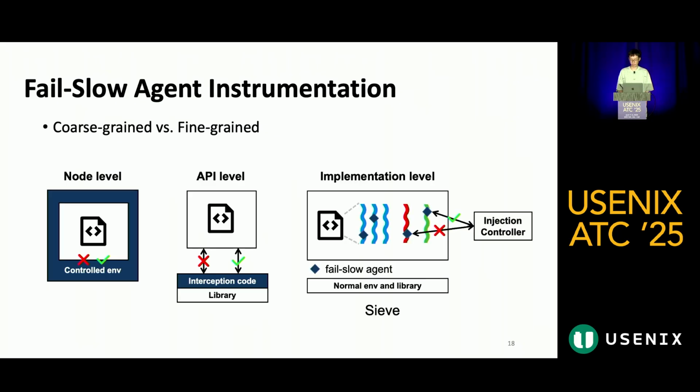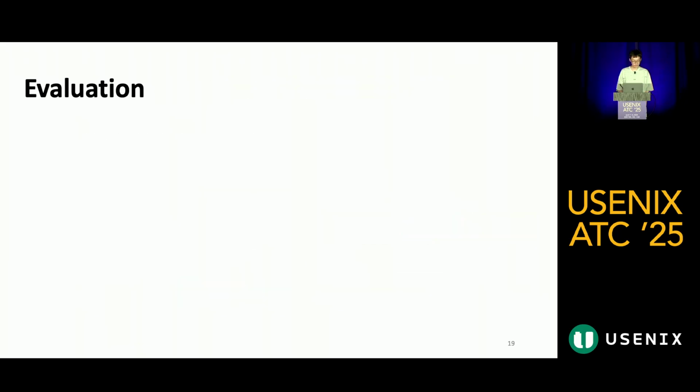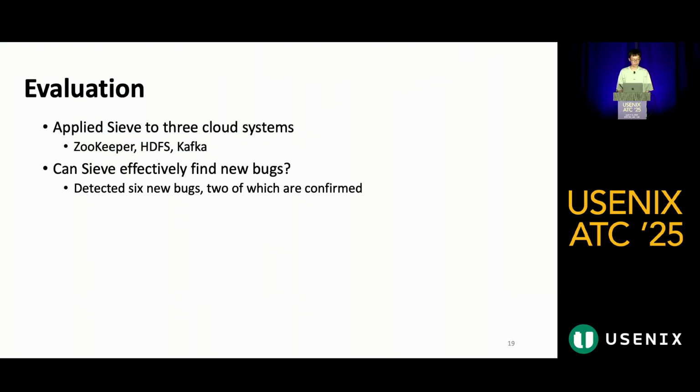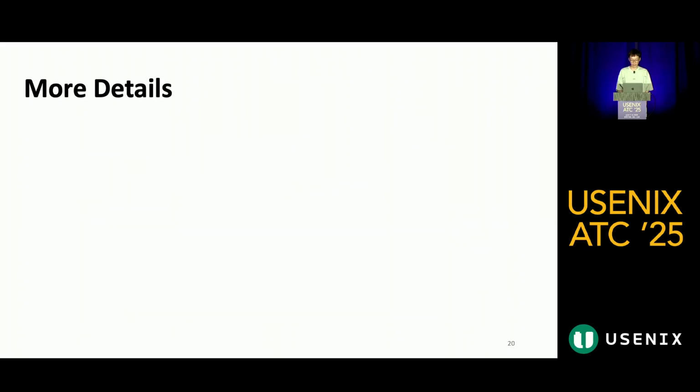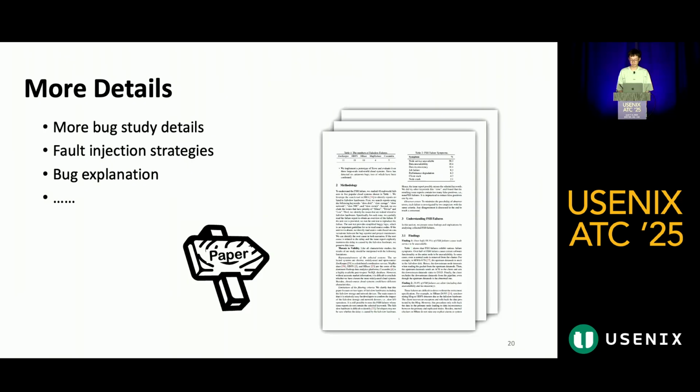Sieve enables fine-grained fault injection by instrumenting hooks at the implementation level. When the fail-slow agent is executed at runtime, it sends the injection request to the controller. For evaluation, we apply Sieve to three cloud systems: ZooKeeper, HDFS, and Kafka, and Sieve detects 6 new bugs, 2 of which are confirmed. You can get more detail in our paper.